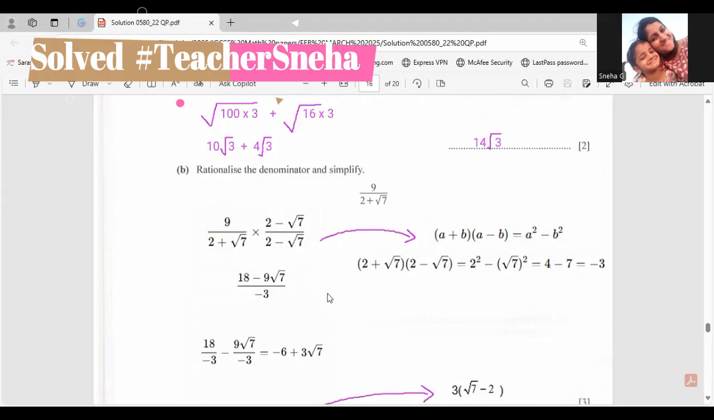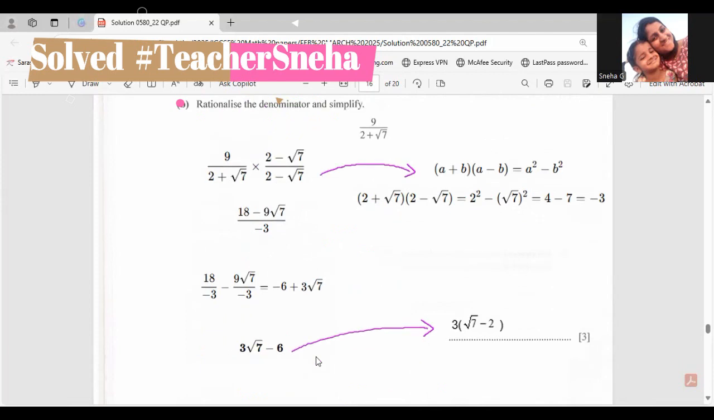Now here, this denominator of minus 3, I have split into the two parts of the numerator. So it's 18 upon minus 3 minus 9 square root 7 upon minus 3. And on simplifying, 18 divided by minus 3, you get minus 6, plus here 9 and minus 3 divide and you get 3 root 7. Further, you can factorize, take the 3 as a common factor here, and what is left in the bracket is the uncommon factors of square root 7 minus 2. So this is your fully simplified answer for rationalizing the denominator and simplify.